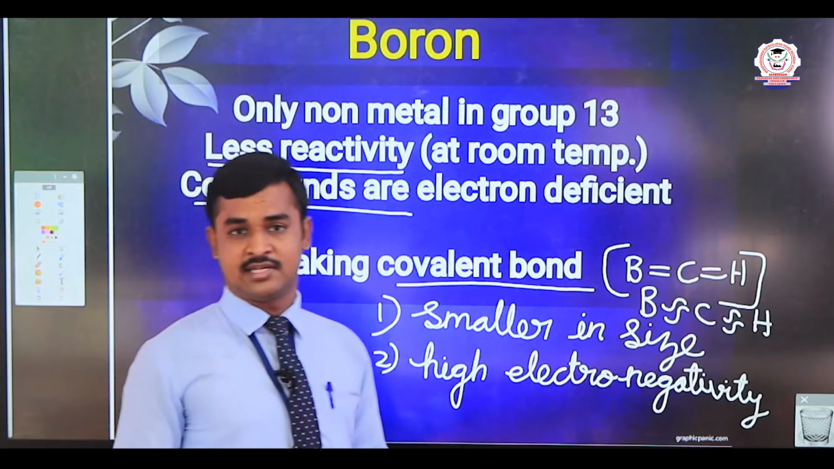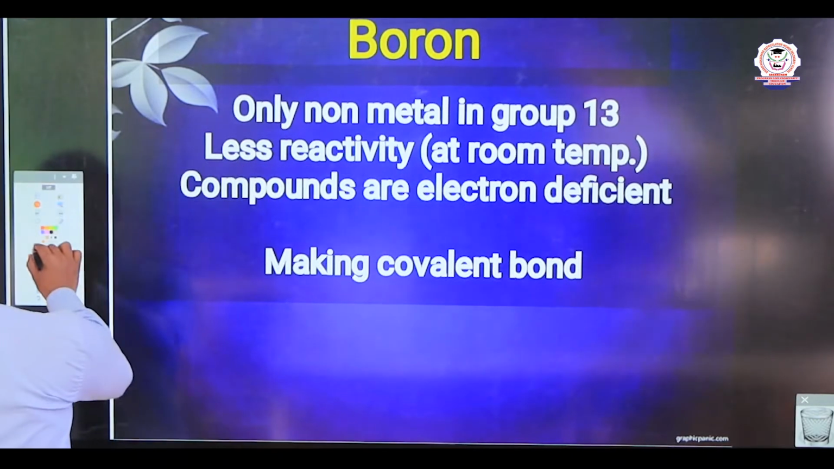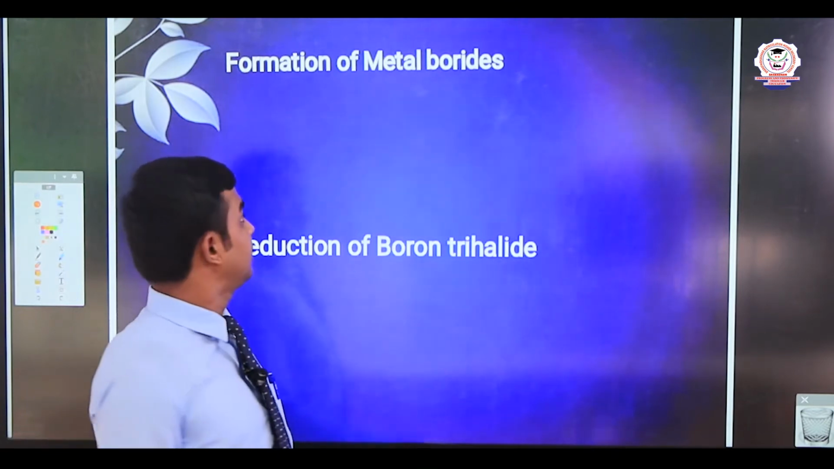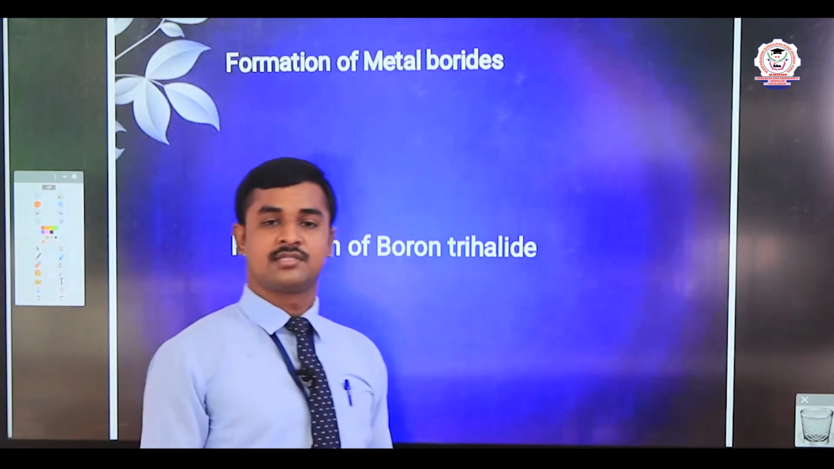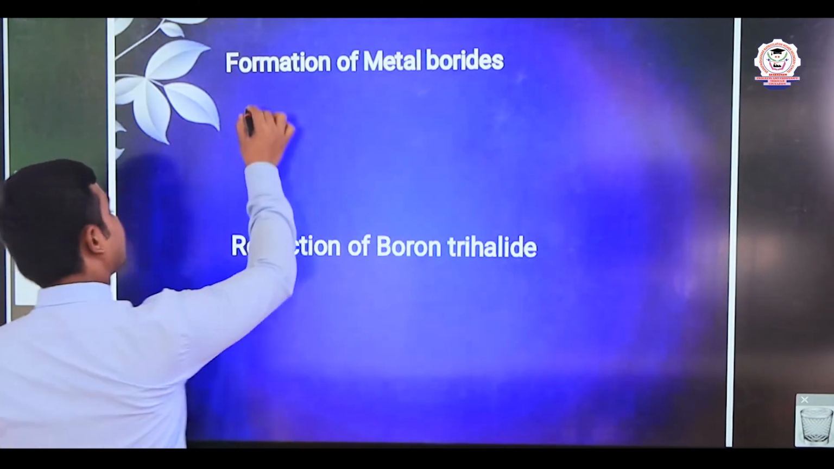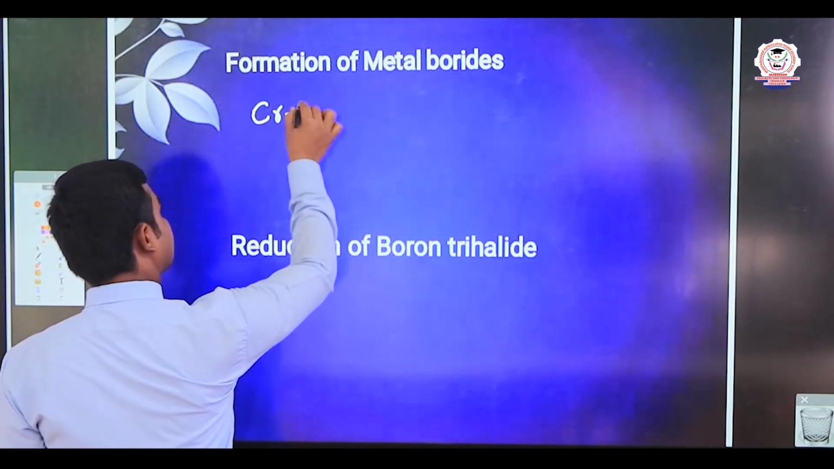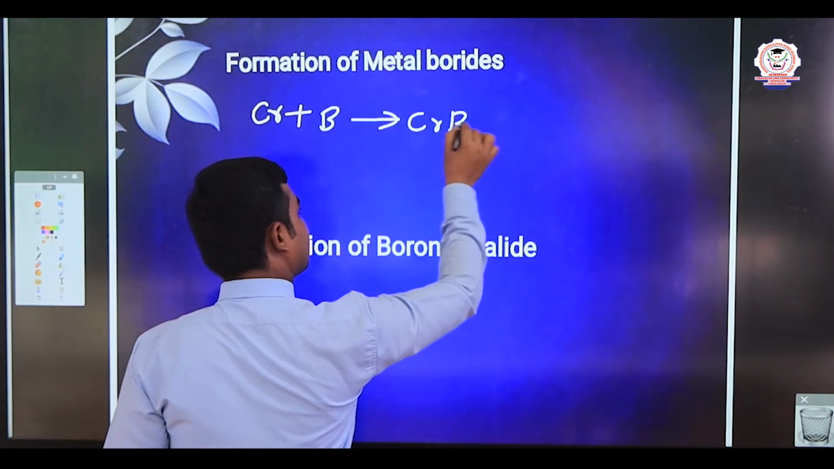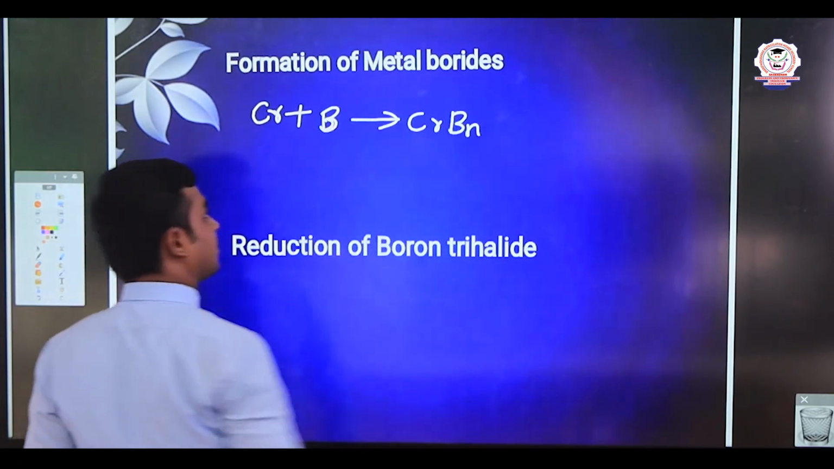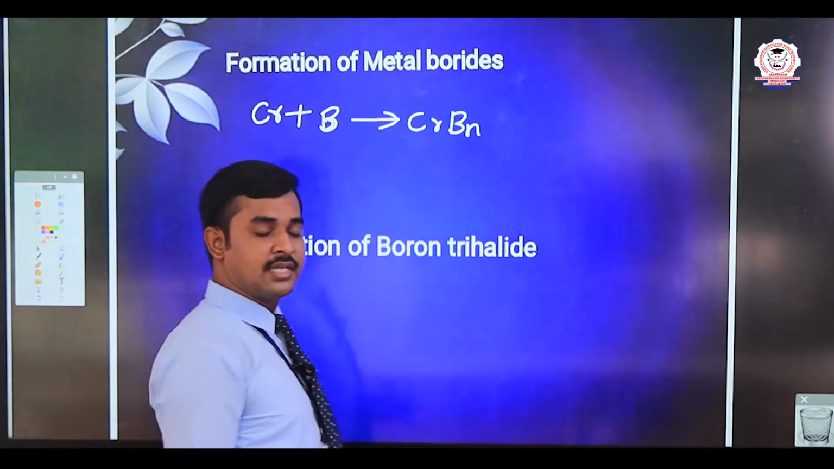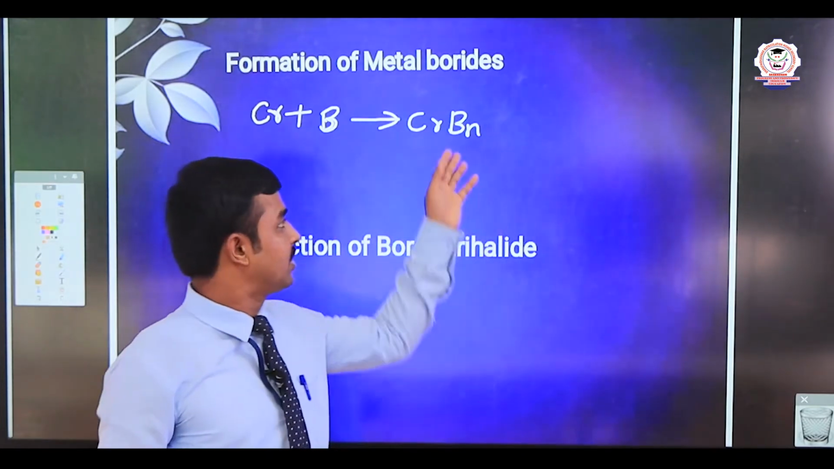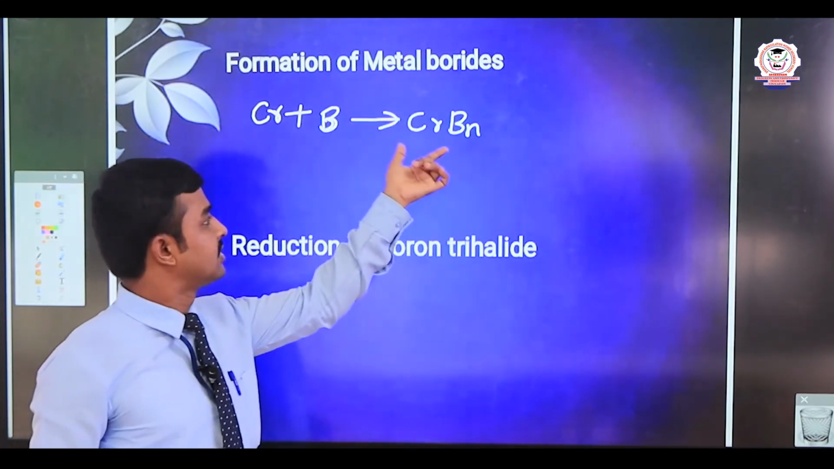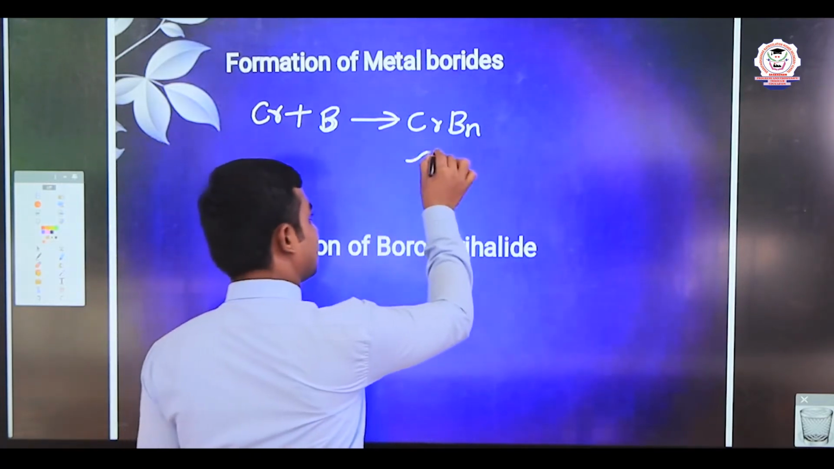So how is it involved in chemical reactions? Let's see the first reaction. First, boron forms borides, mainly metal borides. When boron combines with metal atoms, it forms metal borides. First we take a reaction with chromium, symbol Cr. When it reacts with boron, it forms CrBn. Why do we write n? Because n may be 1, 2, 3. The number of borons may differ, but chromium generally forms chromium borides. We see metal borides, so it is called chromium boride.